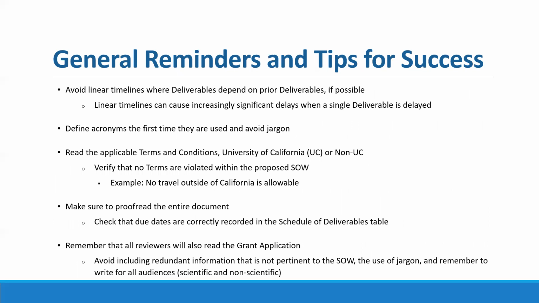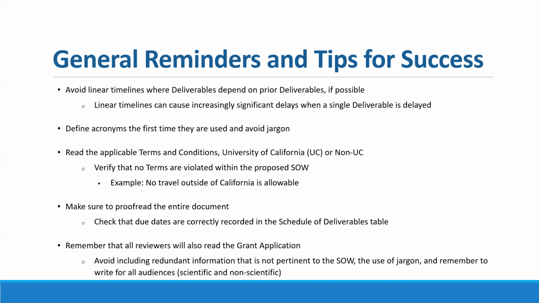And then finally, before I open up the floor to any questions, I just want to provide a few more general reminders and some tips for success. Again, we touched a little bit on linear timelines. We highly recommend that you try and avoid linear timelines where deliverables are dependent on a prior deliverable. Linear timelines can often cause increasingly significant delays when a single deliverable is delayed. And so again, highly recommend avoiding those if possible.